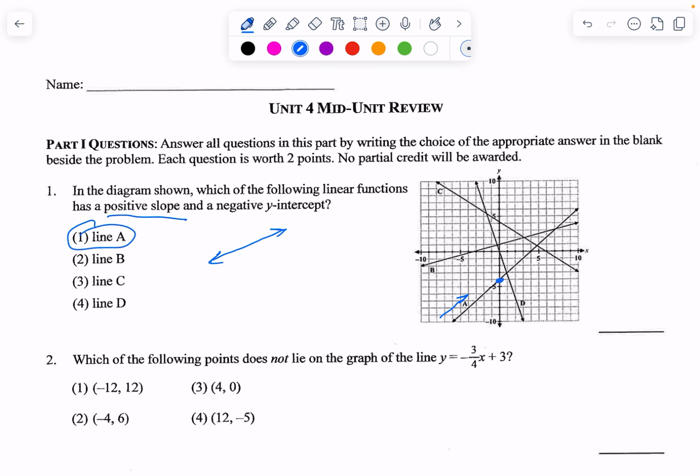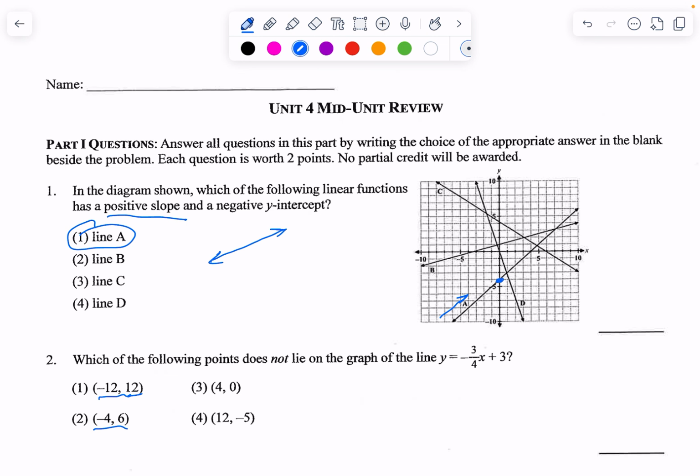The second one, you have to try all of these. I did show third period. You could put it in your calculator and look at the table. If you go to -12, you'll see 12. And if you plug in -4, you'll get 6 as the output. The only one that is not a true statement is number 4.